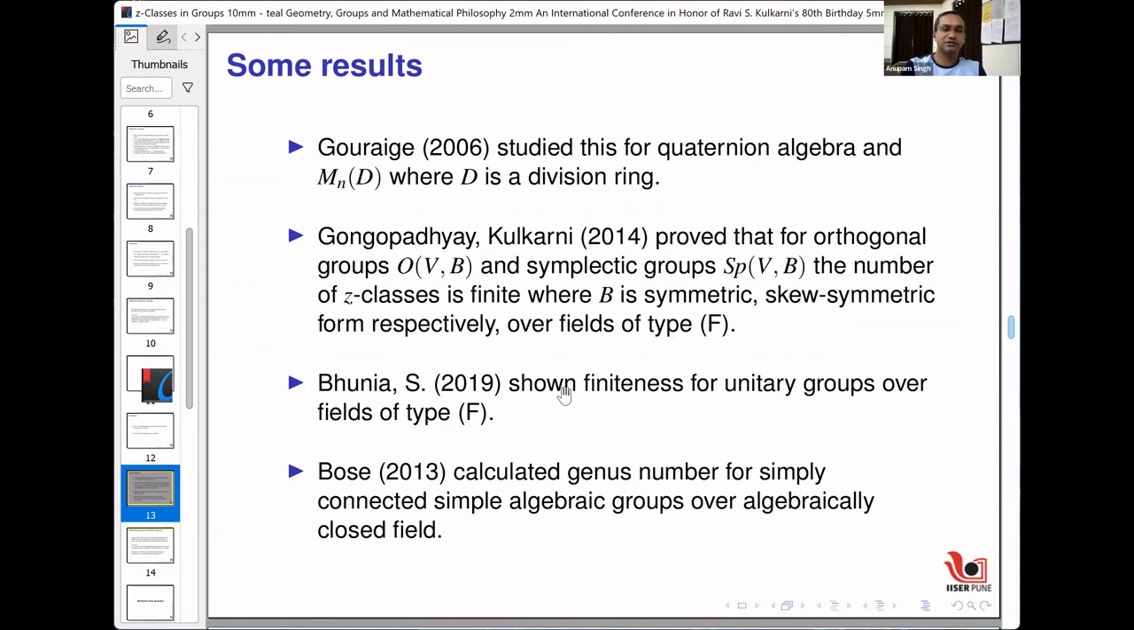This is true if I look at fields of type F. Sushil Bhunia and myself looked at unitary groups in 2019, and we proved a similar result, that there are finitely many G classes. Anirban Bose, in his PhD thesis, calculated what is called the genus number for simply connected simple algebraic groups over algebraically closed fields. He computed precisely the numbers here, because it is already known that there are finitely many, but he actually counted the numbers.